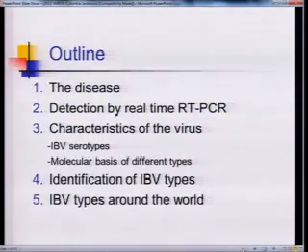So this is a brief outline of what I'm going to present to you today. We'll talk a little bit about the disease itself. We'll talk about detection of the virus by something called real-time RT-PCR. And I'm going to go over a little bit of the characteristics of this virus, different serotypes, and the molecular basis of these different serotypes, so that we can understand how we can use these molecular techniques to identify the type of virus that we have. And lastly, I'm going to briefly touch on some of the different types of this virus that are located around the world, but primarily here in the Americas.